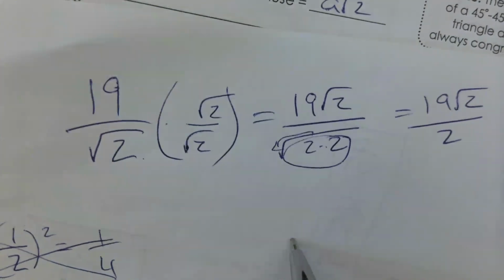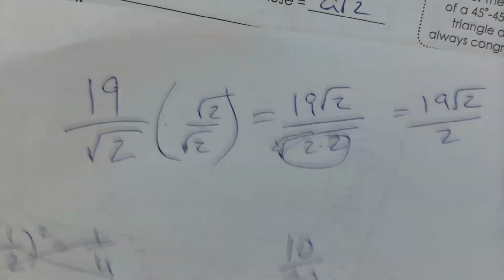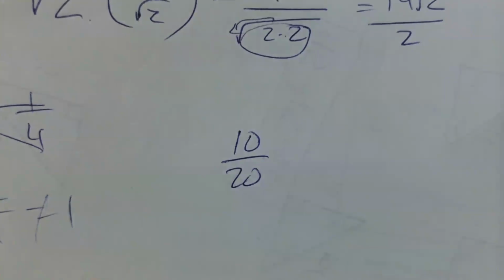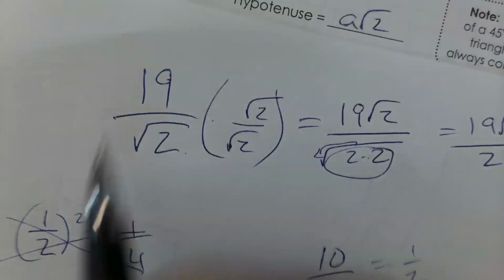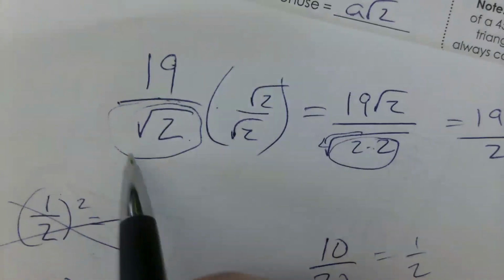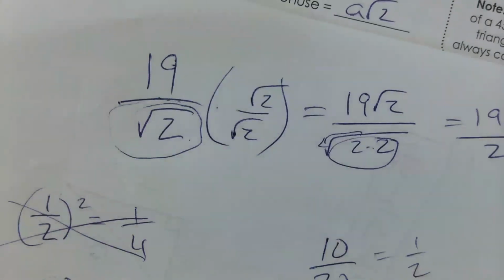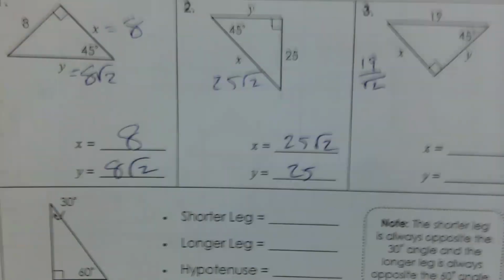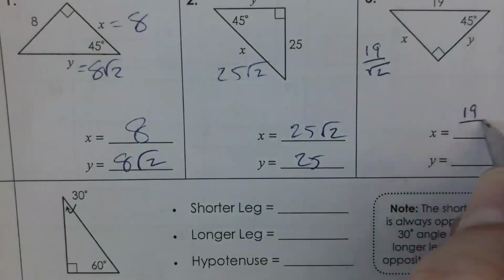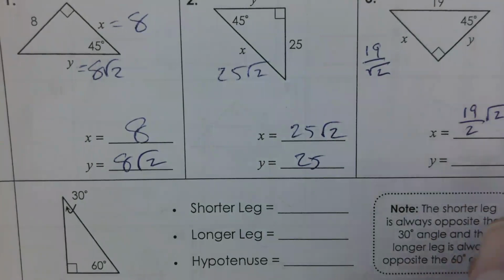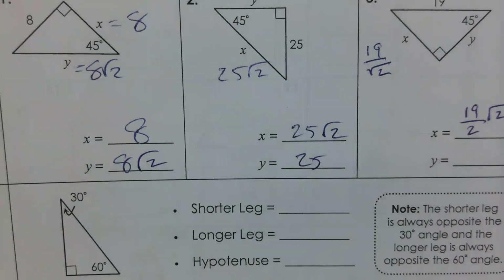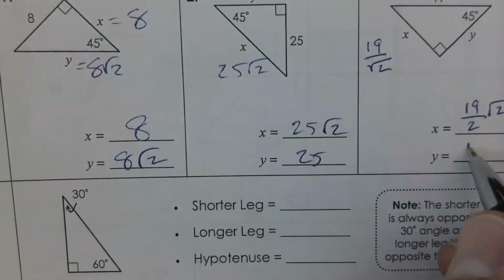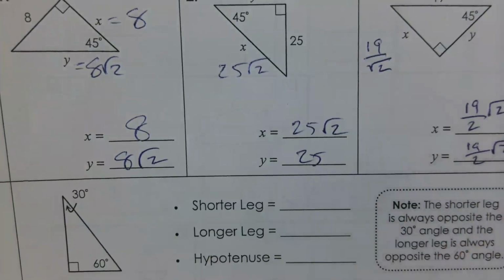But just like if I give you 10 over 20, are you happy with that fraction? It's not simplified. You'd want to make that 1 over 2. In the same way, going forward, whenever you see a radical in the denominator, that should spark you the same way as, hey, that's not okay. I can't leave it like that. So here, this is going to be 19 over 2 root 2. What about y? Same thing, because this is an isosceles right triangle.